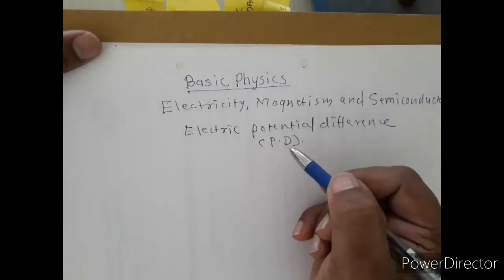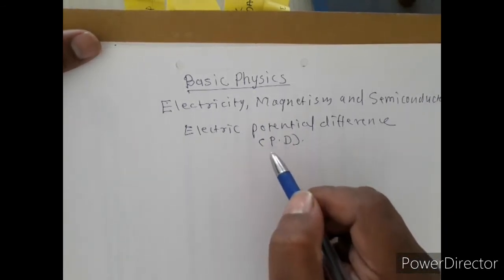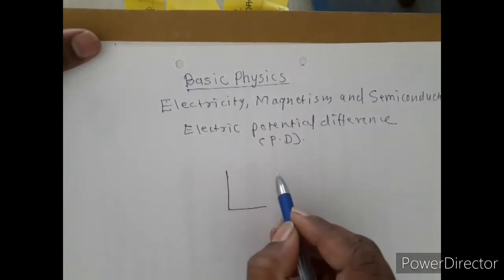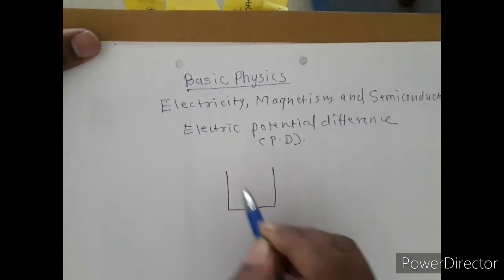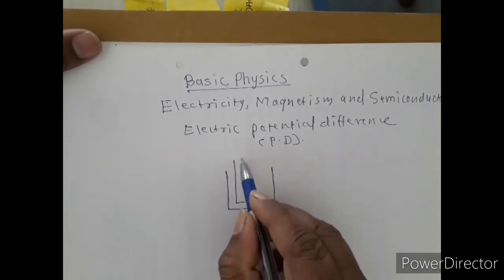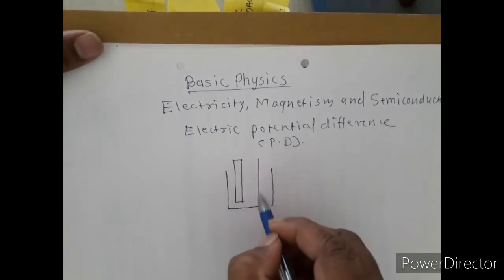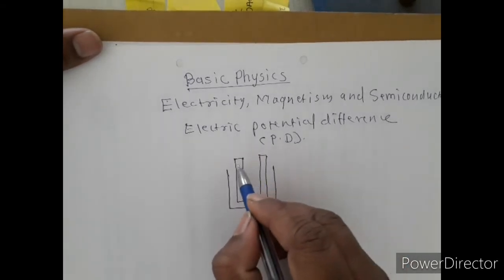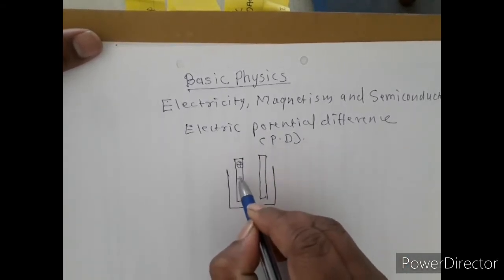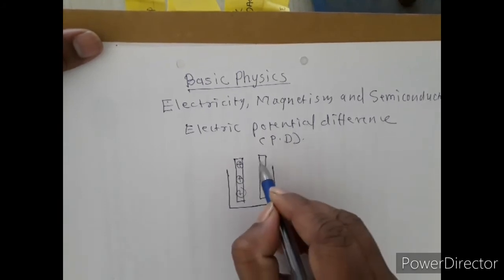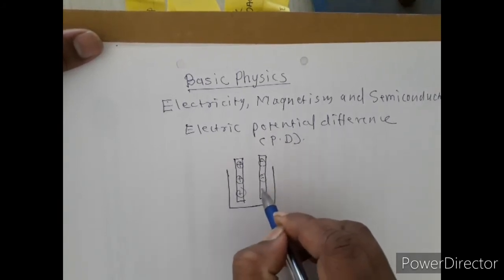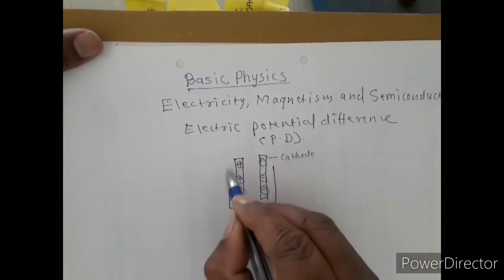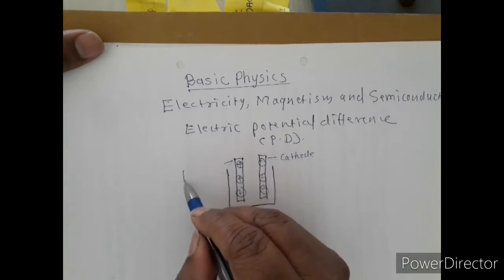So let's see, when there is a beaker and in that beaker two electrodes are immersed in this manner. So here is positive charge and here is negative charge. This is called the cathode and this positively charged electrode is called the anode.